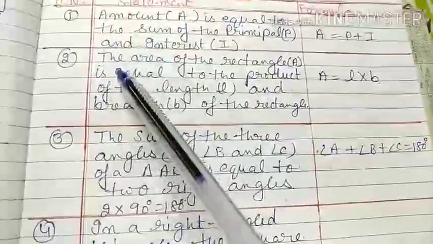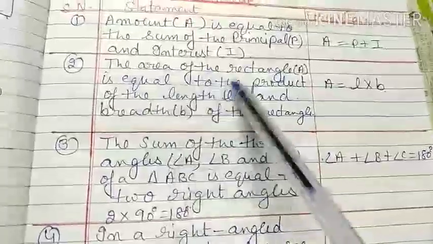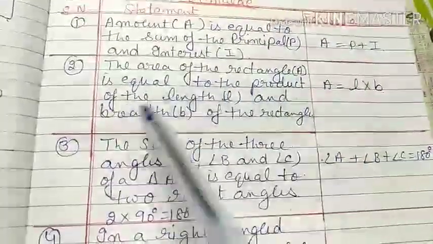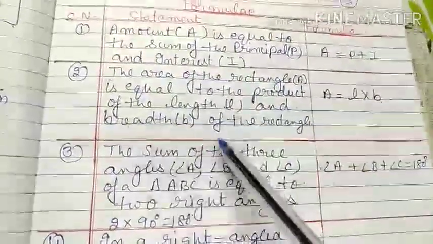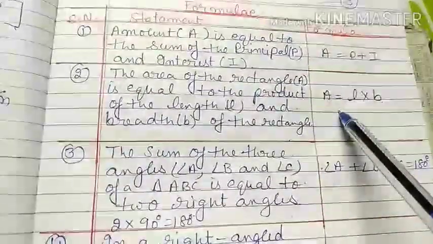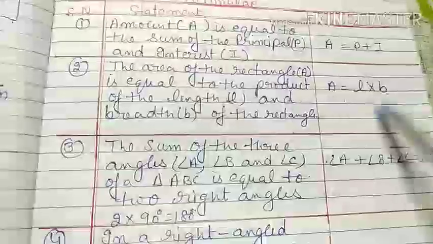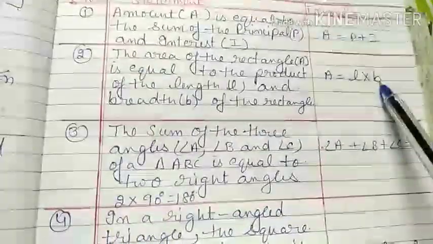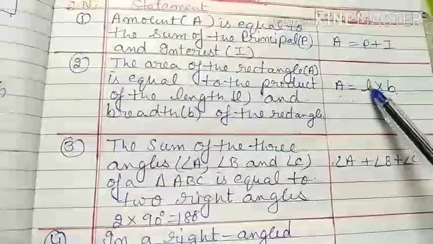Another example is that the area of a rectangle is equal to the product of length L and breadth B of the rectangle. That means area of rectangle is equal to multiplication of length and breadth. So I write it in the form of a formula using variables.